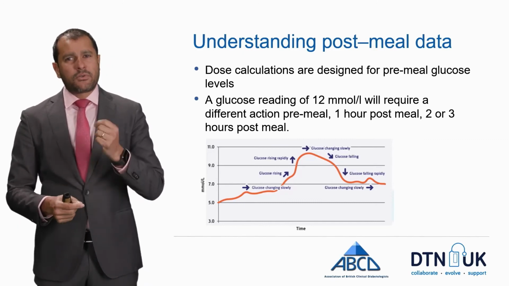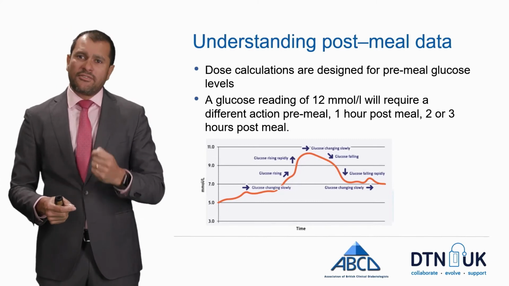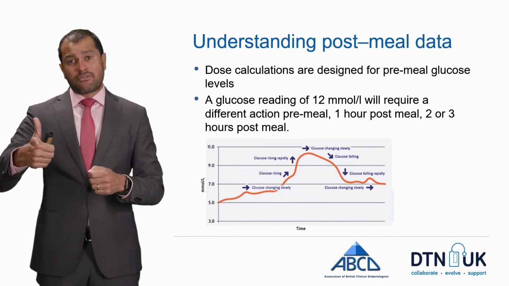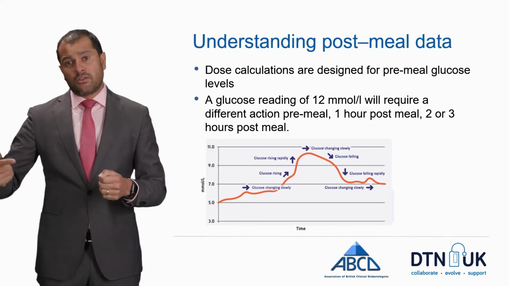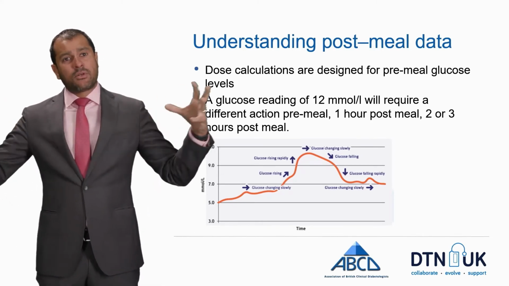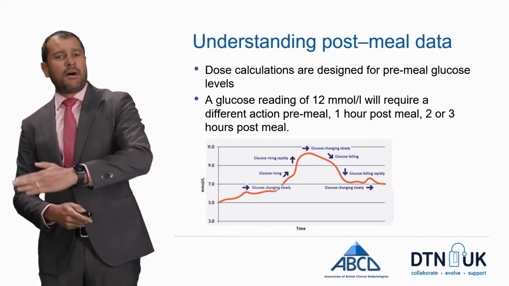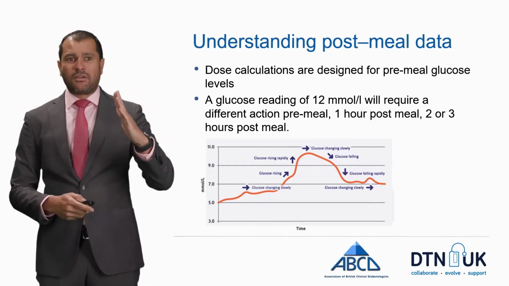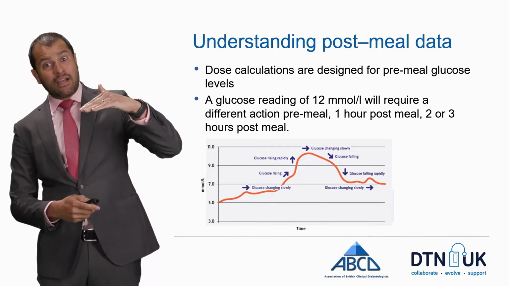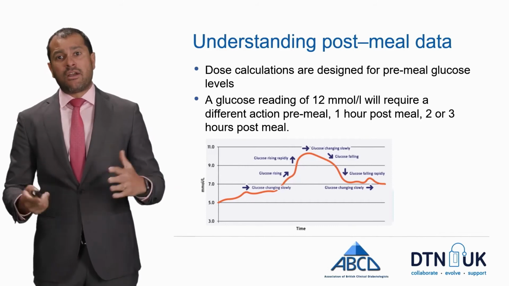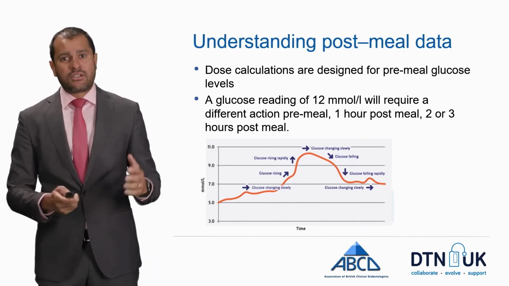Because a blood glucose of 12 will lead to a different action if that's before a meal, maybe a different action if it's 1 hour after a meal, 2 hours after a meal, or 3 hours after a meal. And that's what I'm going to try and discuss a little bit later, as the glucose has this bump of rising rapidly after a meal, then slowing down, maybe flattening out, and then dropping down the other side. And it's about understanding what those arrows and blood sugars mean at different times post-meal.